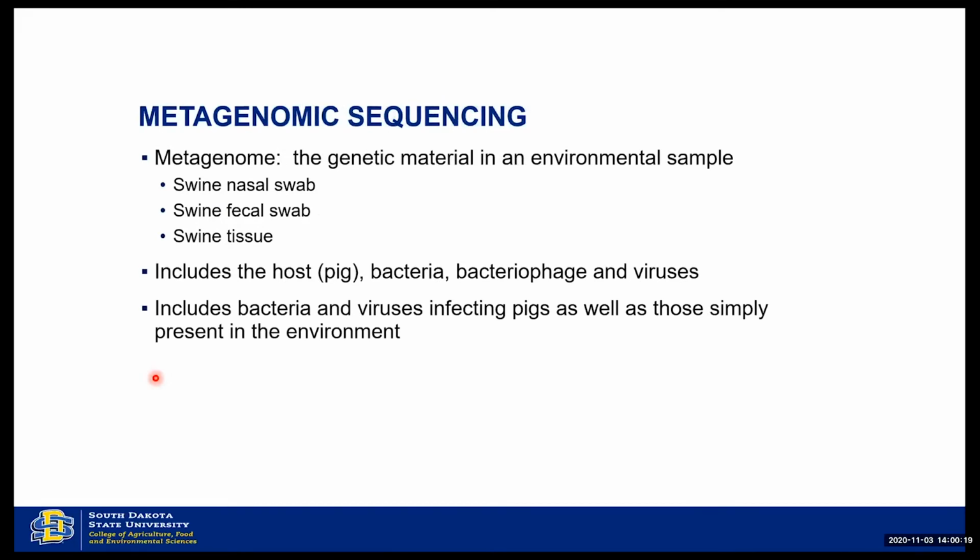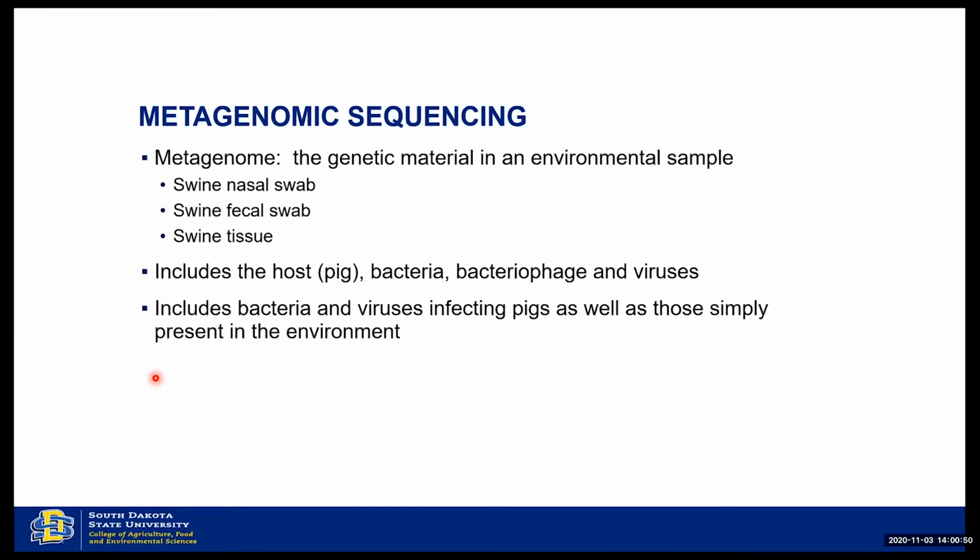I'm next going to talk about the metagenomic sequencing, and I'm going to start with the definition of metagenome. I think that's a term that probably not everyone's familiar with. The metagenome is all the genetic material in a sample. So for the purpose of this talk, the sample being, say, a nasal swab or a fecal swab or tissue from a pig. So what genetic material is in that swine nasal swab? If I stick a Q-tip in a pig's nose, what's there?